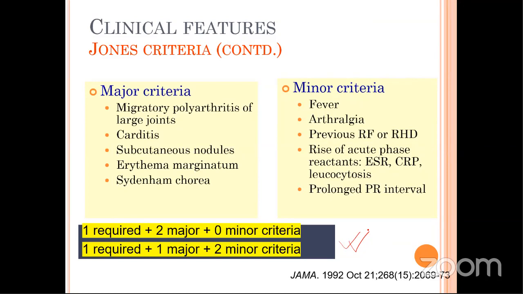Now, evidence of previous streptococcal infection, you all will be able to remember. Fever, arthralgia, leukocytosis, this is easy to remember. This is nothing much to remember. But these five, the major criteria, need to be remembered. And how do you remember? Let me give you a mnemonic for it. And the mnemonic again is Jones. The criteria is Jones. The mnemonic is Jones.